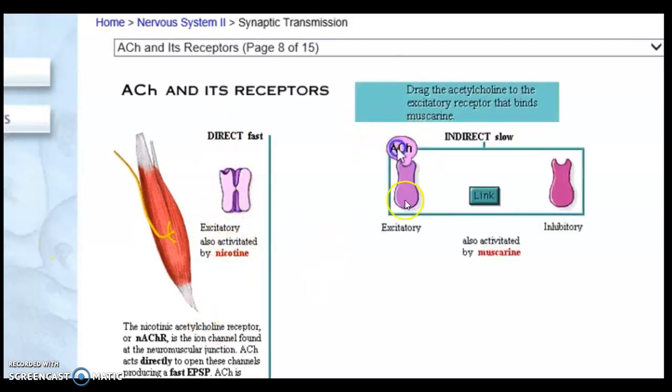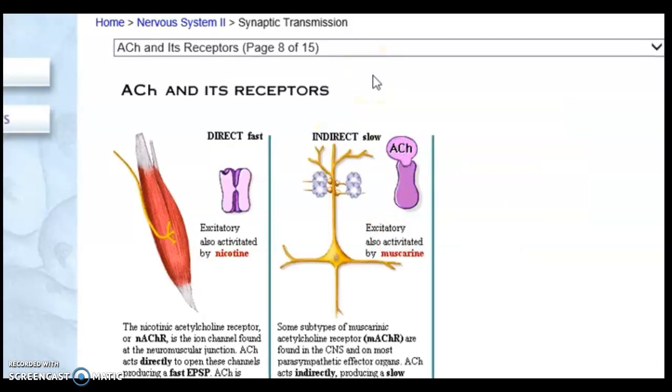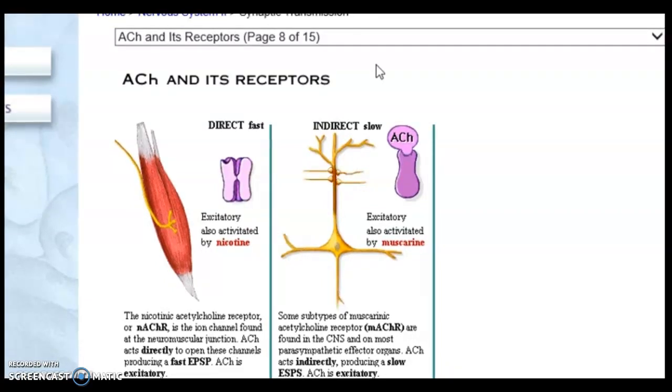Okay, well, what if acetylcholine goes to an excitatory, indirect, or slow receptor? What kind of activity would that produce? Muscarinic acetylcholine receptors, or mAChR receptors, are found in the central nervous system and on most effector organs of the parasympathetic branch of the nervous system. Acetylcholine acts indirectly at these receptors, producing a slow, excitatory postsynaptic potential. Acetylcholine is excitatory at these muscarinic receptors, causing neurons to fire action potentials and smooth muscle to contract.